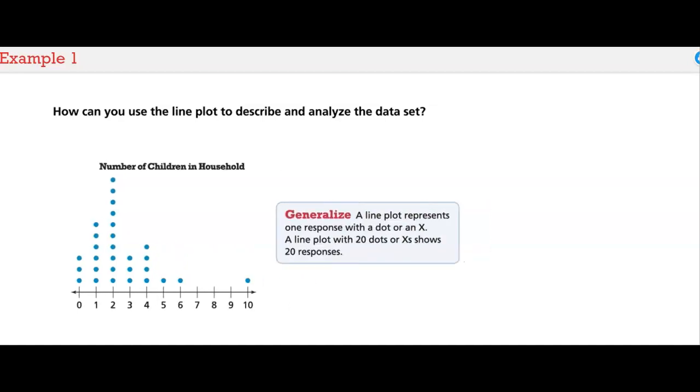A line plot represents one response with a dot or an X. A line plot with 20 dots or X's shows 20 responses.